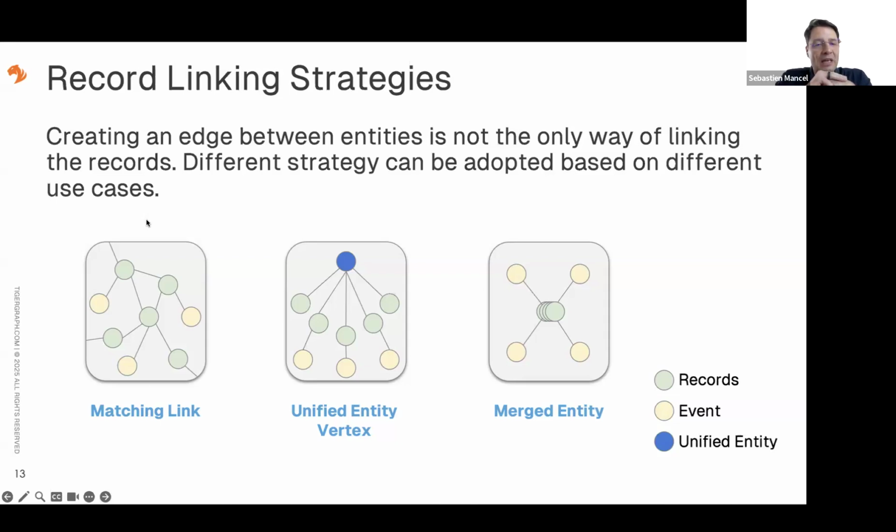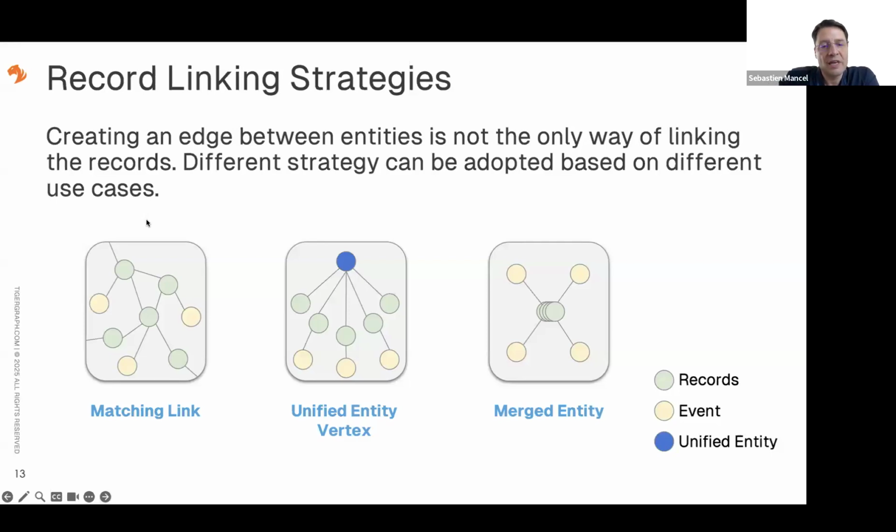So the first one is the match link, on the left diagram. This is the simplest model. When two records match, we create a direct edge between them. And you're forming a web of connections there. A graph of raw records linked by shared identifiers or similarity scores. Now, this model retains every record as a separate node. So it's great for auditability, and it's great if you need to track the data source because it retains all that information in the graph itself.